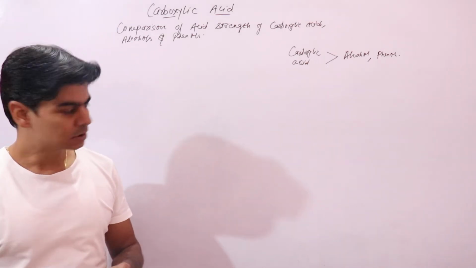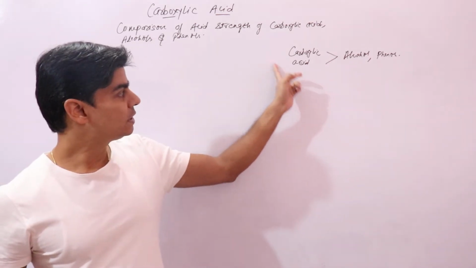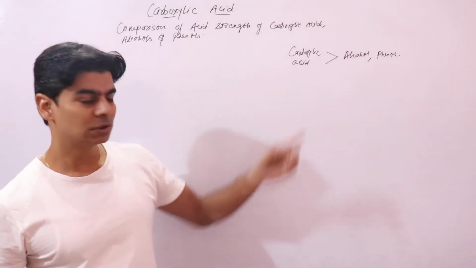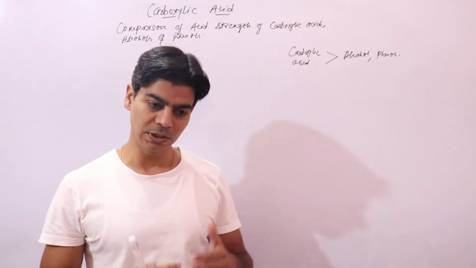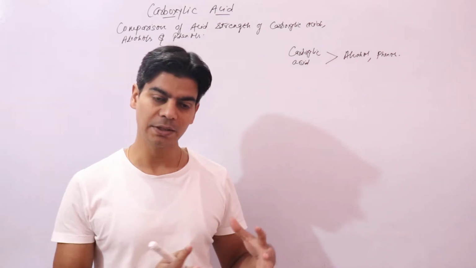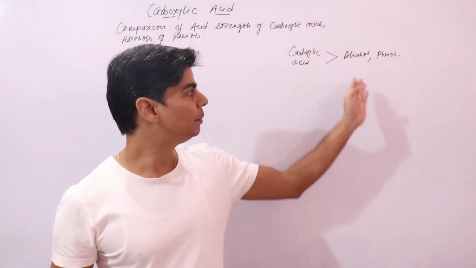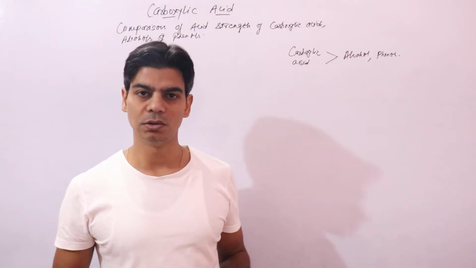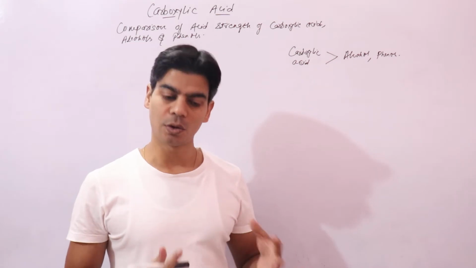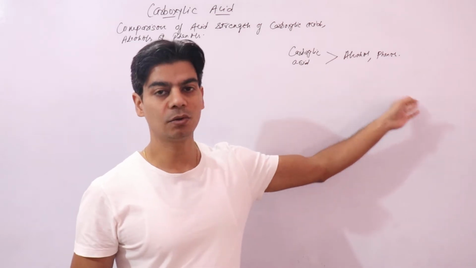First thing is clear: since all three are acidic, they will release hydrogen ions. When we say that carboxylic acids are more acidic than alcohols and phenols, that means carboxylic acids have more tendency to release hydrogen ions, or can release hydrogen ions more easily. If you compare the three, carboxylic acids will have more hydrogen ions in water solution compared to alcohols and phenols. We'll look into the reason why.